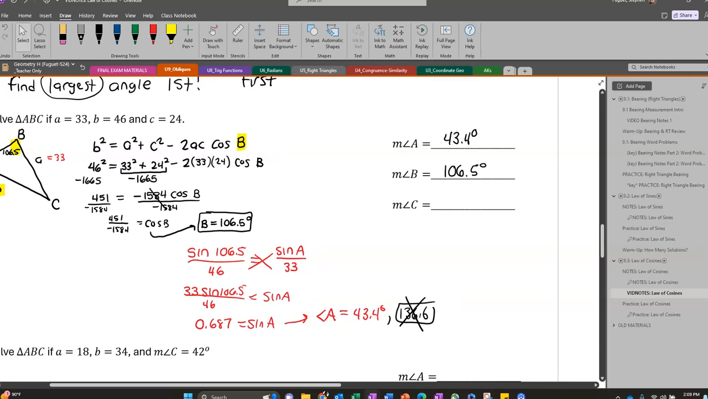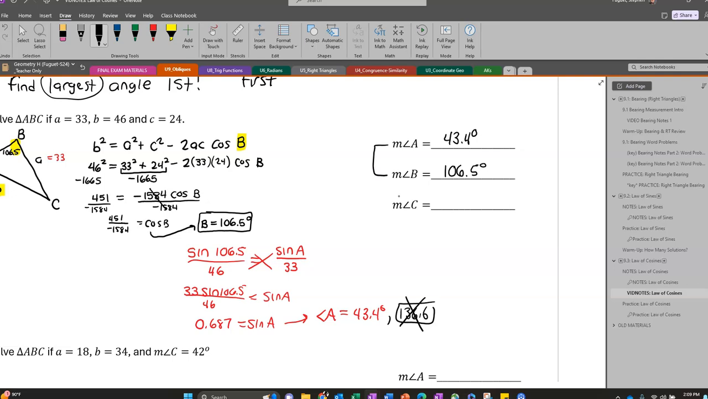Go ahead and pause this video now, and I want you to use the law of sines to help you find. Actually, we don't need to use the law of sines. We're not going to pause the video for this because guess what? If we have two angles, we're just going to do the triangle sum theorem. 180 minus 43.4 minus 106.5, that's 30.1, and that is our checkmate.